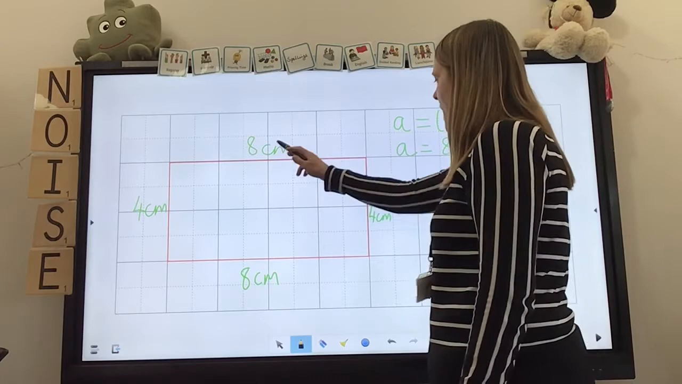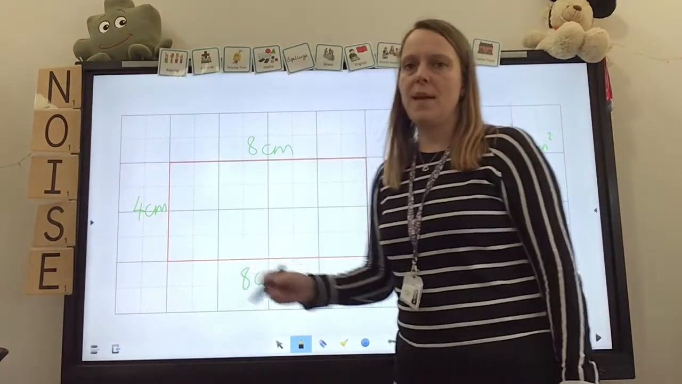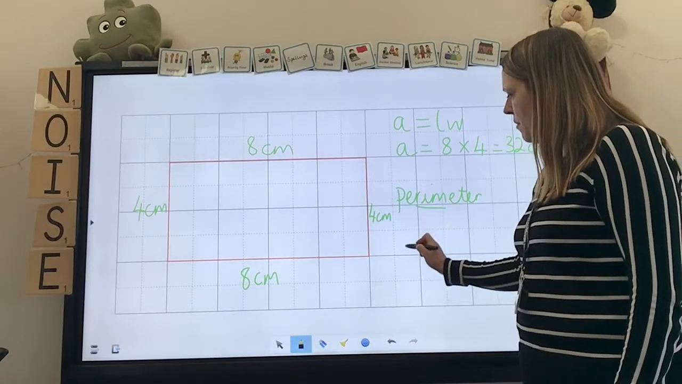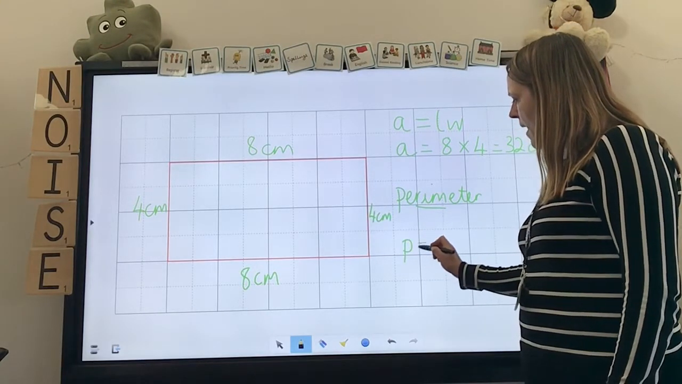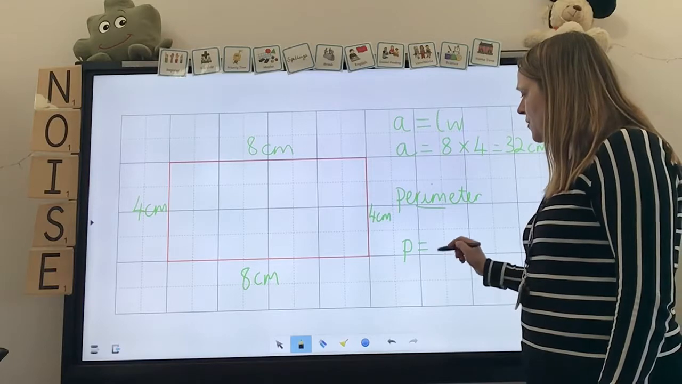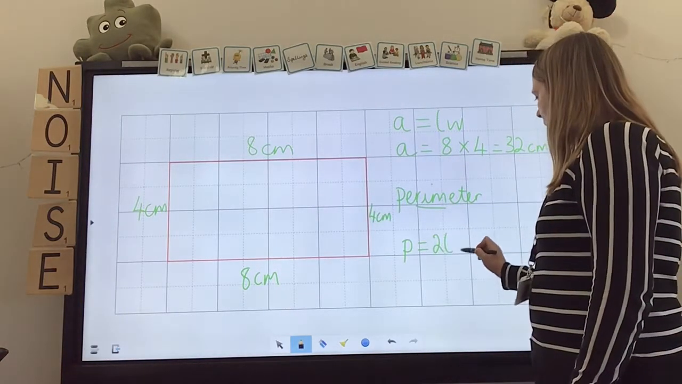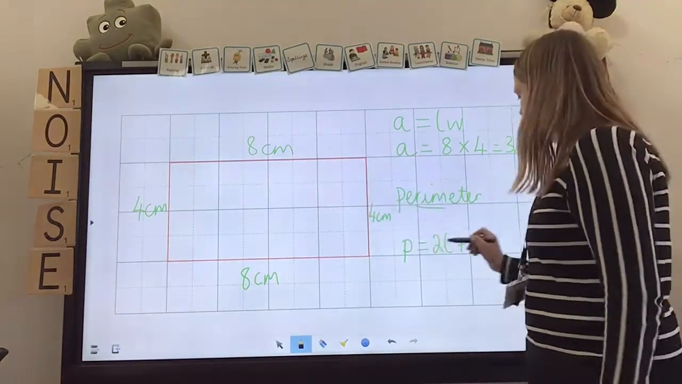Okay, so I could add all those numbers up to get my perimeter. But there's a more efficient way of doing it. So if we say that perimeter equals P equals, there's two ways of writing it. So we've got 2 lots of L, and we've also got 2 lots of W, the width.